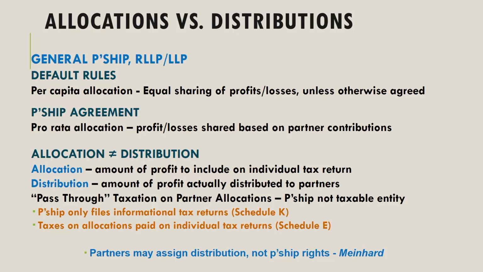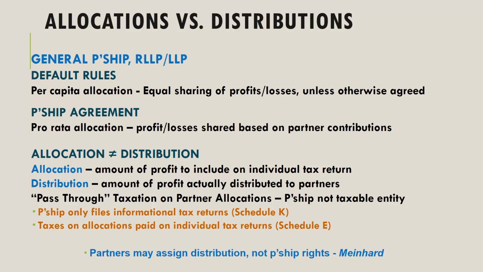Allocations versus distributions. We talked about this, right? The fact that you have an allocation, that each of you are allocated $50,000, but you decide to take $25,000 and plow it back into the business, you are taxed on your allocations, not what you actually get in your pocket, which is the distributions. Always keep that in mind.